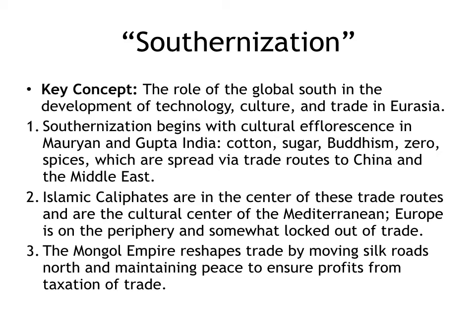This is the time of the Islamic caliphates, the Umayyad and then the Abbasid caliphates. The Islamic caliphates have taken over North Africa and Spain and the Middle East and a good chunk of Eastern Europe in the process. And they are profiting immensely from this trade because it's all going through the Middle East to get to Europe or to get to Africa. So they are really a key hub here. Europe is kind of locked out of this trade.